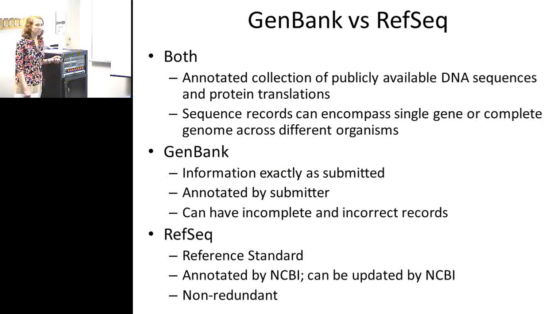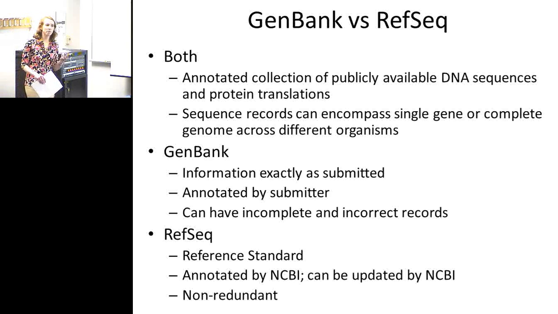Well, GenBank is where the researcher goes to submit their sequence. The GenBank record is exactly the information that the researcher submitted, and it's annotated by the submitter. So say a submitter types some information in wrong, then the GenBank record is going to have it wrong. As a result, GenBank records can have incomplete and incorrect information. They can also have redundant records.